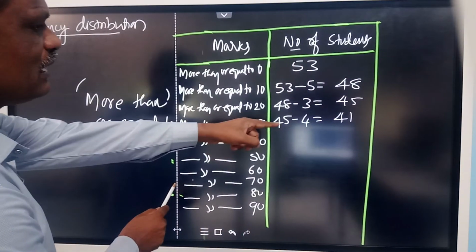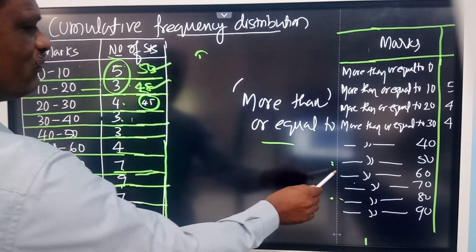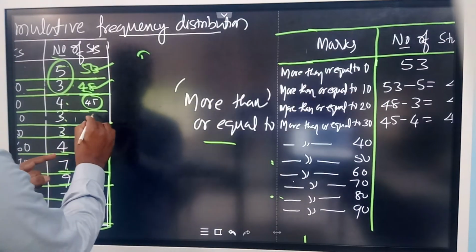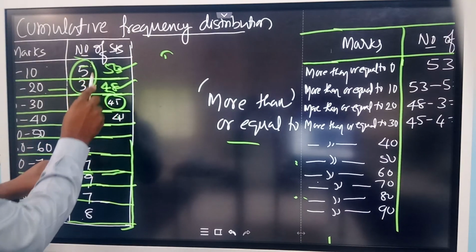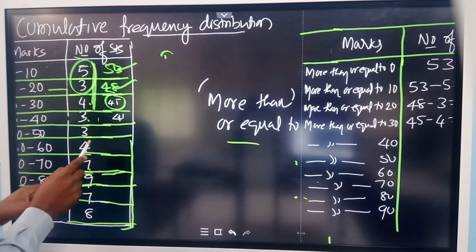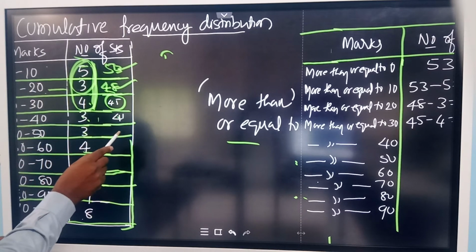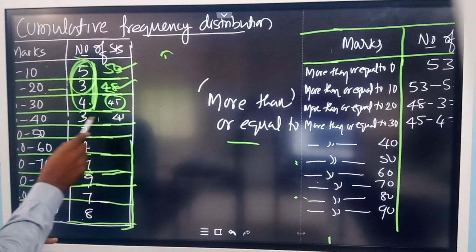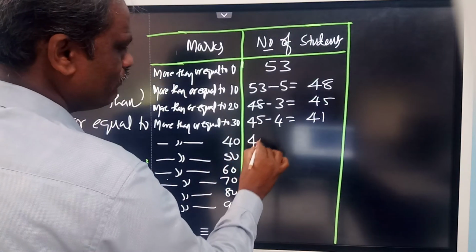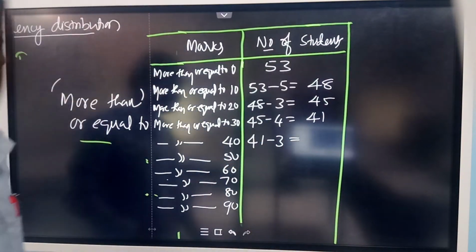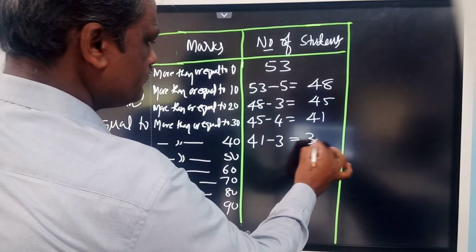More than or equal to 30, we got 45 minus 4. What is that we got? We got 41. 41 is obtained by subtracting all these three frequencies. So to get this next cumulative frequency, subtract this 3 from 41. So 3 should be subtracted. 41 minus 3 gives you 38.